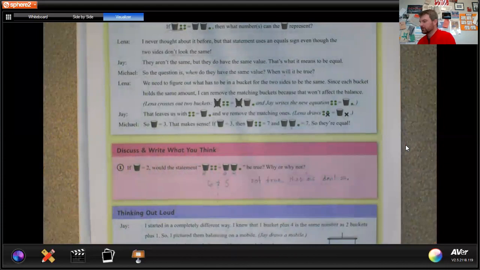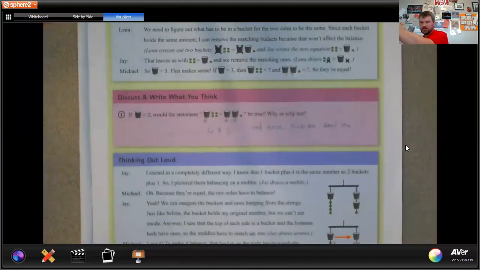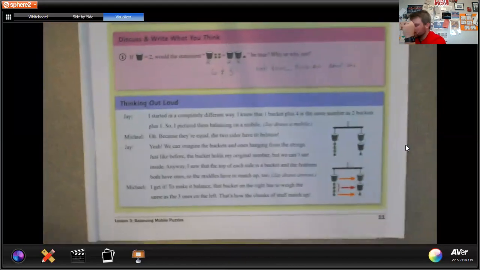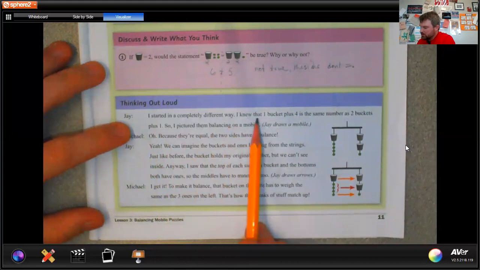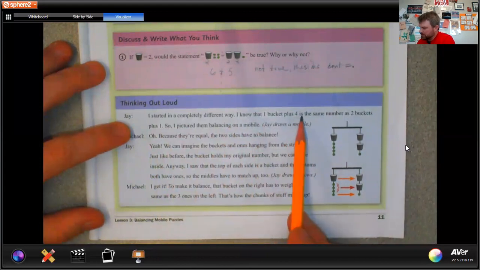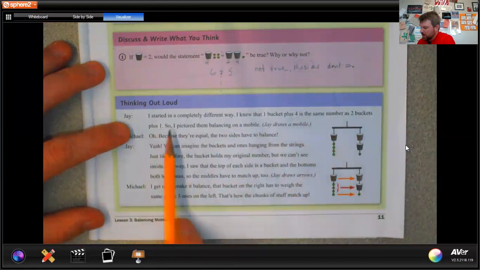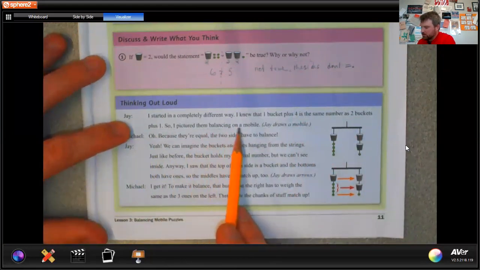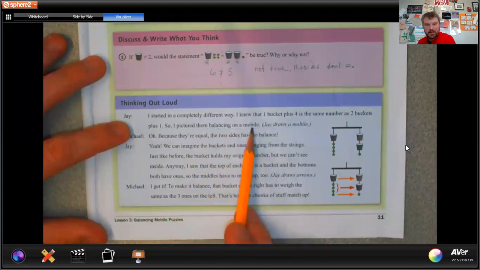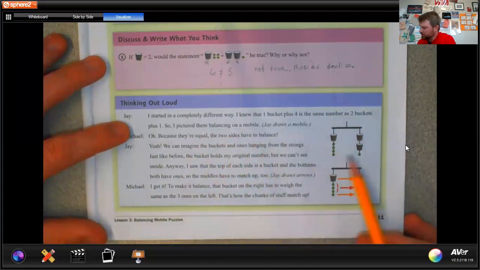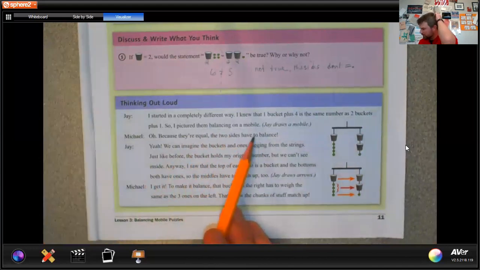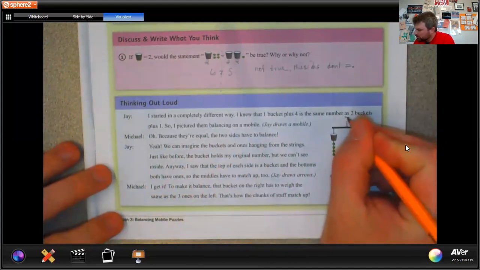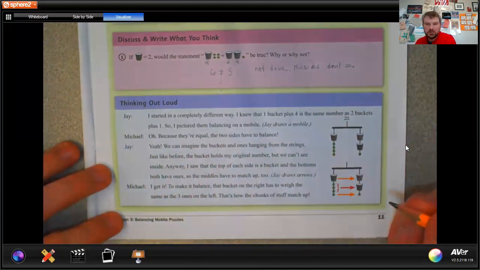All right, let's continue with the thinking out loud here at the bottom. Jay says, I started in a completely different way. I knew that 1 bucket plus 4 marbles is the same as 2 buckets plus 1. So I pictured them balancing on a mobile. This is what we did in lesson 2 here. So he drew it on the mobile. Because they're equal, the 2 sides have to balance. Remember, I stated that you could put an equal sign there if you wanted, because it denotes that they're equal and that they are balanced.